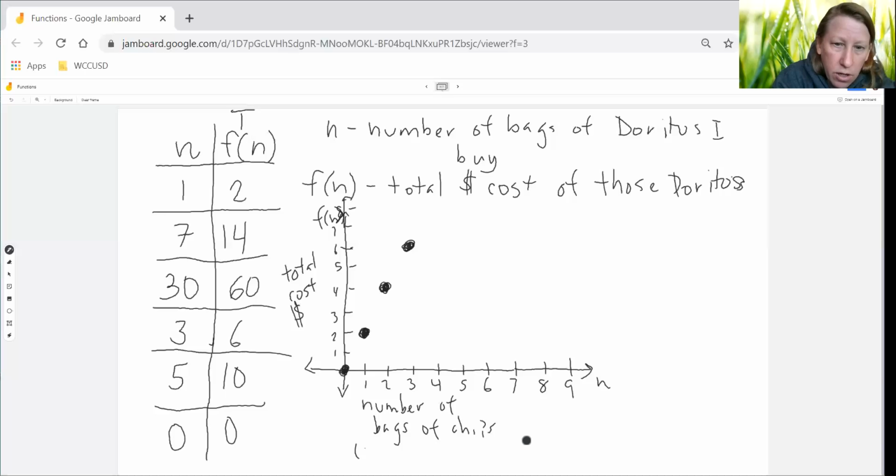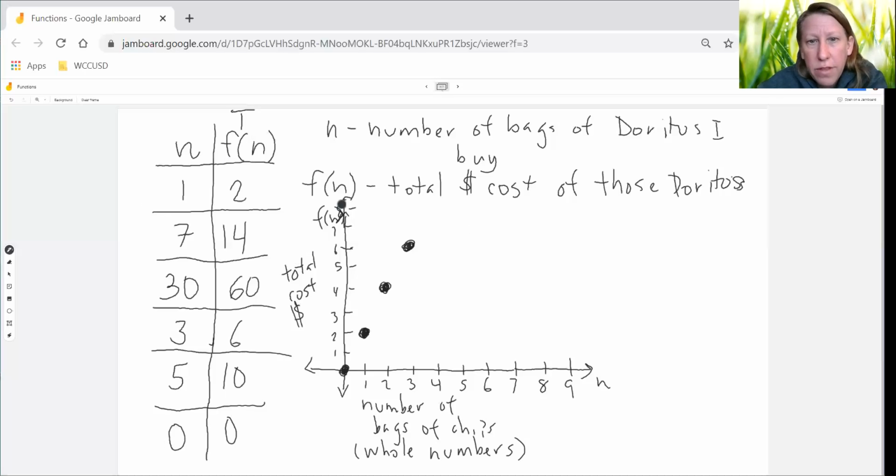It's called our domain. Think about what's allowed to go into this function. And our range is going to be also whole numbers. In this case, they're always going to be even numbers because they're always going to be multiples of 2. So we have a table that can represent this function.